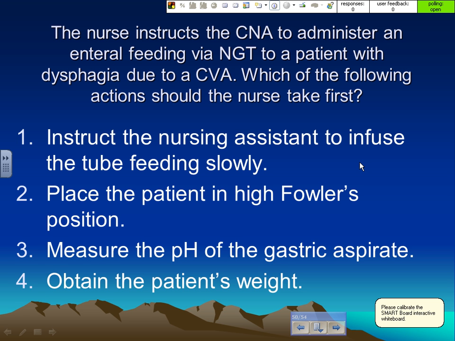So get it out of your brain that they're trying to tell you that it's okay to delegate that task to the CNA. They just want to know in this question, what are you going to do first? Instruct the nursing assistant to infuse the tube feeding slowly, place the patient in high Fowler's position, measure the pH of the gastric aspirate, obtain the patient's weight. What is the nurse going to do first?